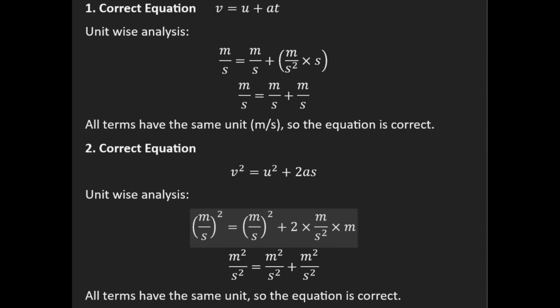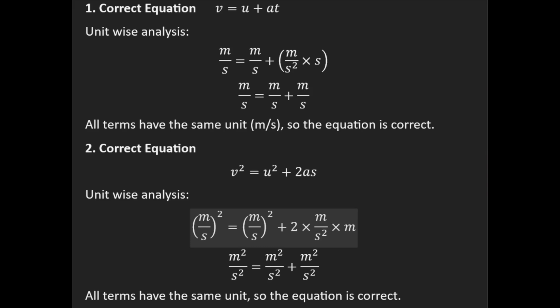Now, students, remember one important thing. In unit-wise analysis, we ignore numerical values and constants. So, we remove the number 2. Now, after simplifying, we get meter square per second square equals meter square per second square plus meter square per second square. Again, all terms have the same unit, so this equation is also unit-wise correct.